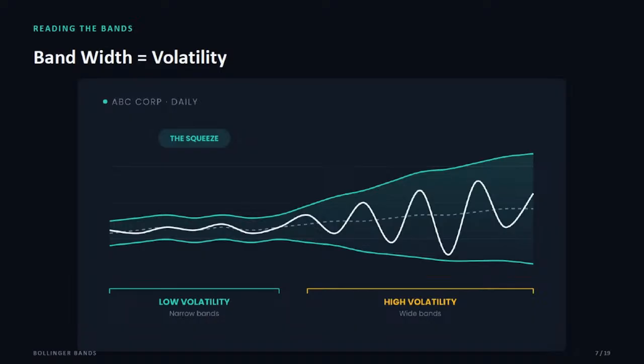Let's imagine a hypothetical stock. We'll call it ABC Corp, just to make this concrete as we go. If ABC Corp's bands have been unusually tight for the past 2 weeks, that alone tells you something important. This stock's recent volatility is unusually low, and that's worth paying attention to, even before we know anything else.